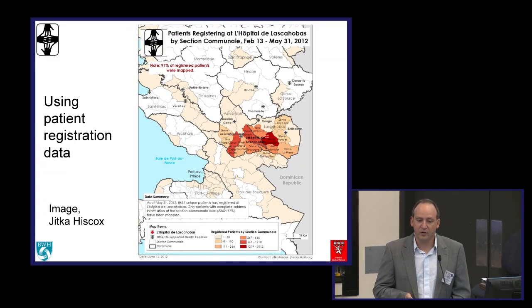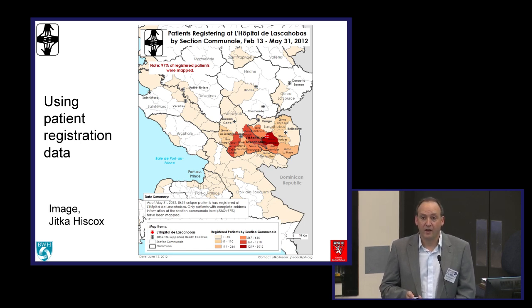This is just a simple example of using some of that data from patient registration in Lacoline Hospital to see where patients are coming from in Haiti. And this is going to be particularly important with our new hospital, which is a teaching hospital, because that will have a very much wider catchment area. It's going to help us to understand much better where people are coming from and what proportion are coming from the capital Port-au-Prince, which is probably going to be pretty big, actually.